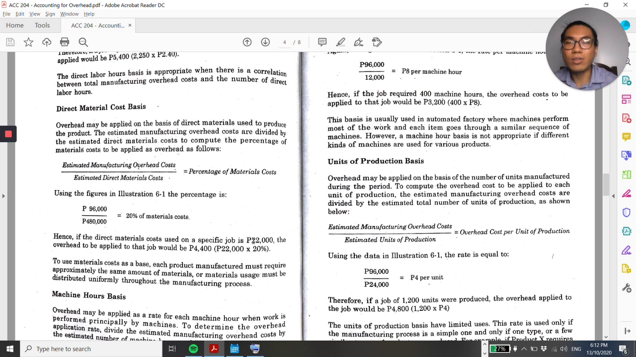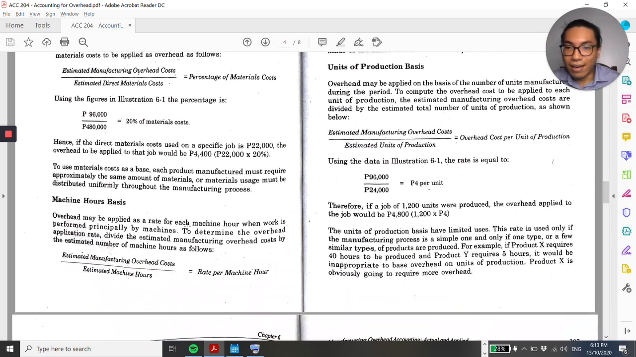And if ang tanong sa certain problems natin would be magkano yung total costs allotted to the job, or total work in process of job letter A, total nyo lang yung direct labor, direct materials, saka yung na-compute nyo na overhead cost.